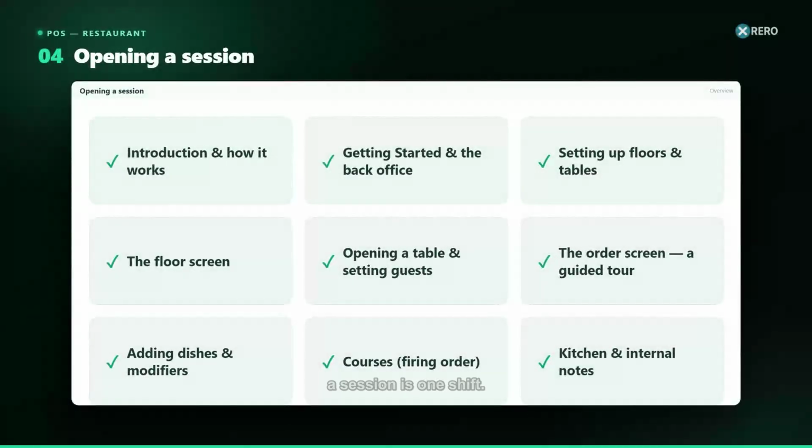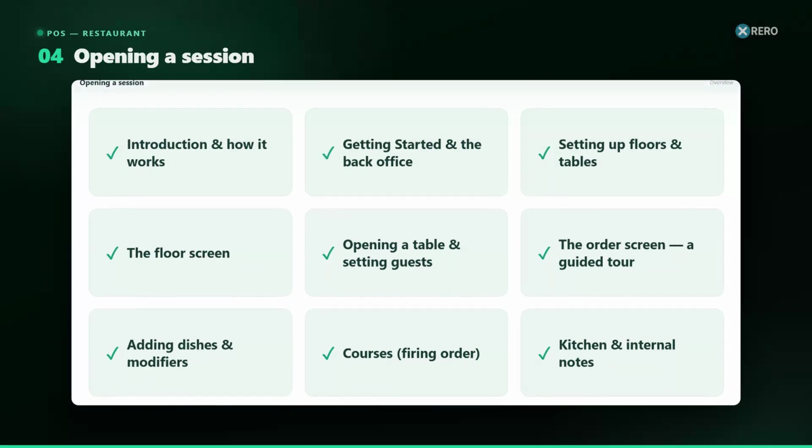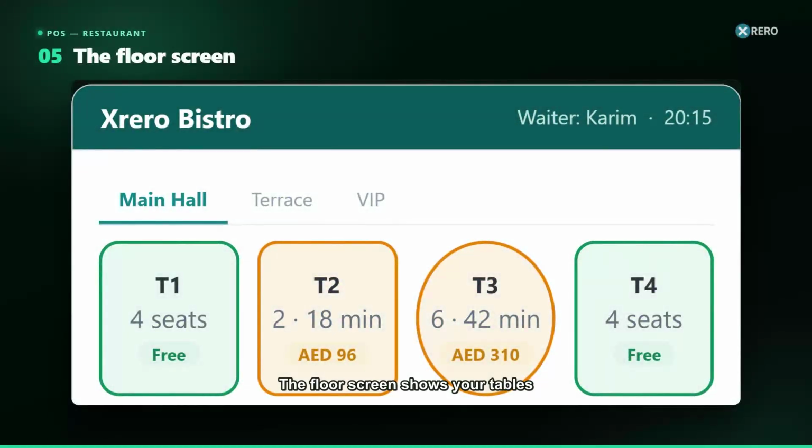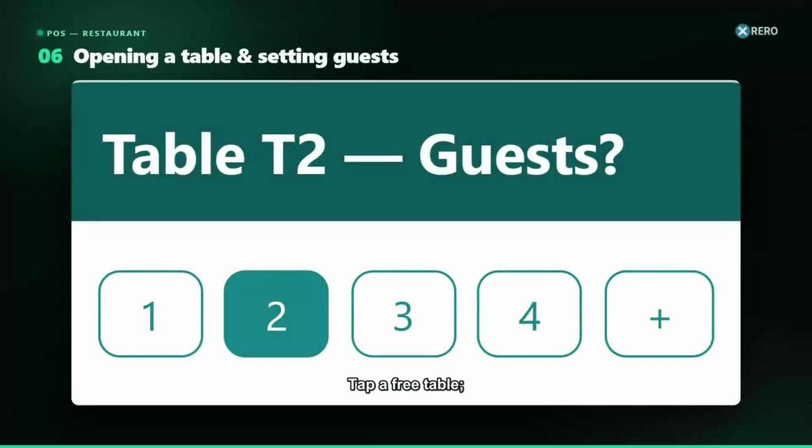As in retail, a session is one shift. Open it from the register card. Enter the opening cash float if cash control is on. The floor screen shows your tables as shapes. Color tells the status at a glance. The tab at the top switches floors, and each occupied table shows its running total and how long guests have been seated. Tap a free table.